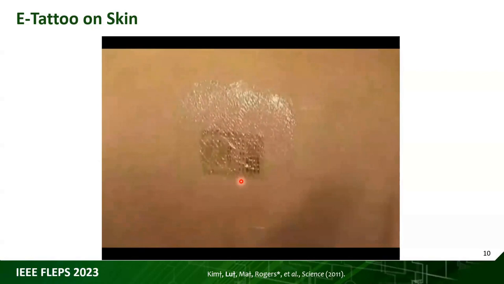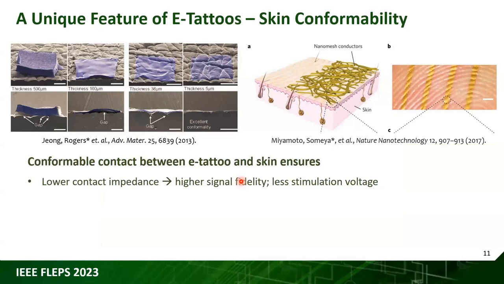So after the first publication of e-tattoos, we started to think, what's the real uniqueness of e-tattoos compared with conventional wearable electronics? And here I would like to summarize a few main features. First is that we can have a conformable contact between the soft and thin e-tattoo and the microscopically rough skin surface.